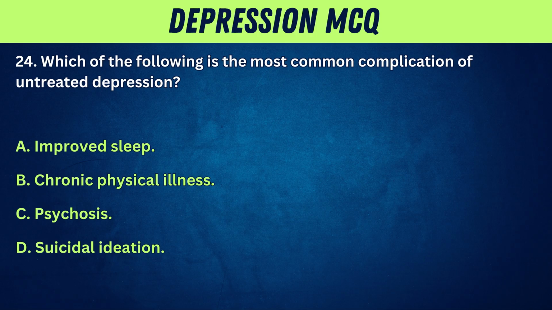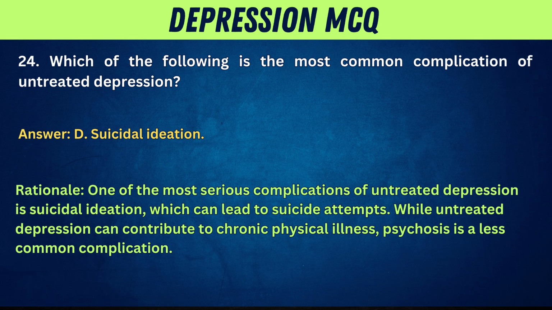A. Improved sleep. B. Chronic physical illness. C. Psychosis. D. Suicidal ideation. Answer: D. Suicidal ideation. Rationale: One of the most serious complications of untreated depression is suicidal ideation, which can lead to suicide attempts. While untreated depression can contribute to chronic physical illness, psychosis is a less common complication.